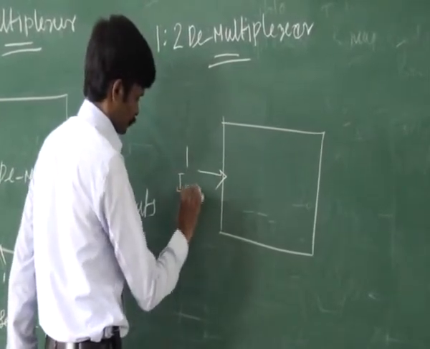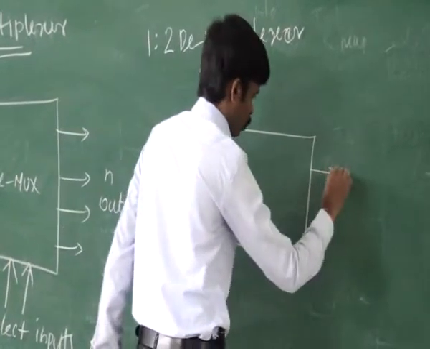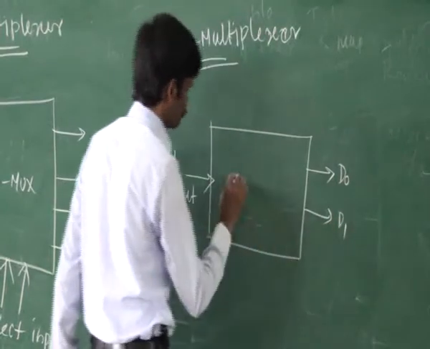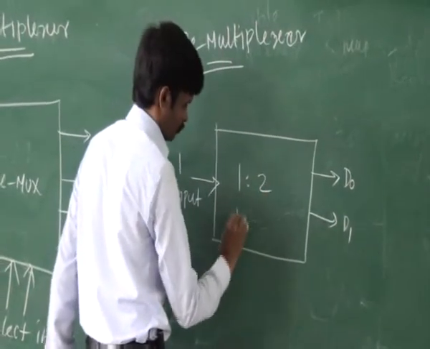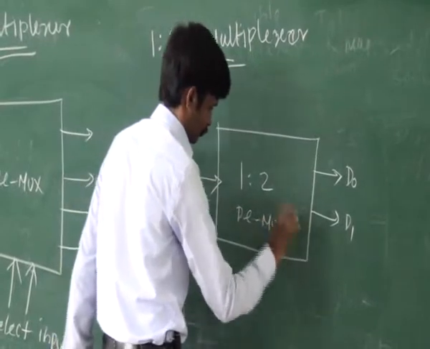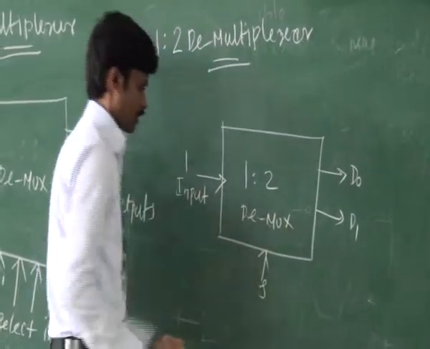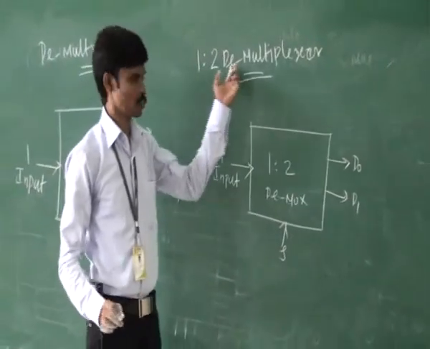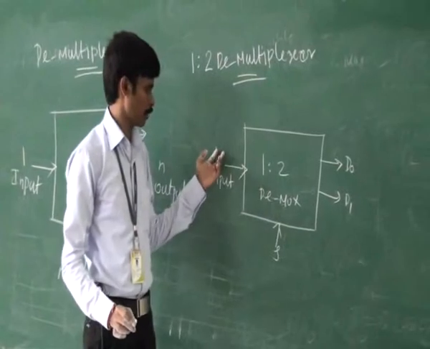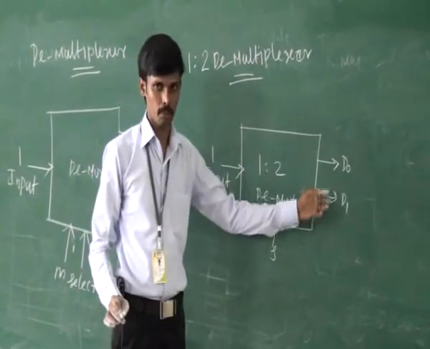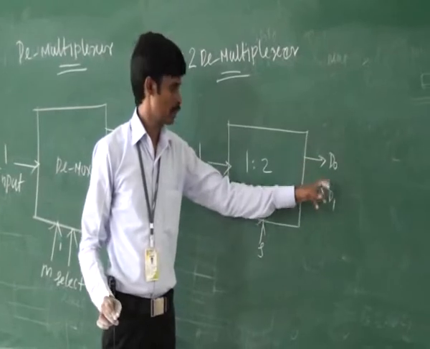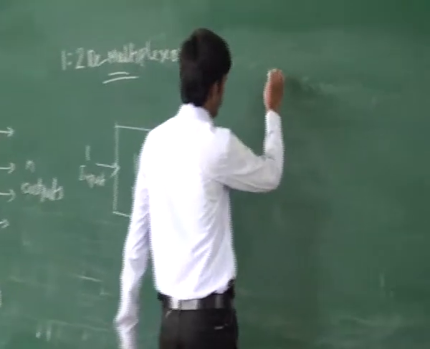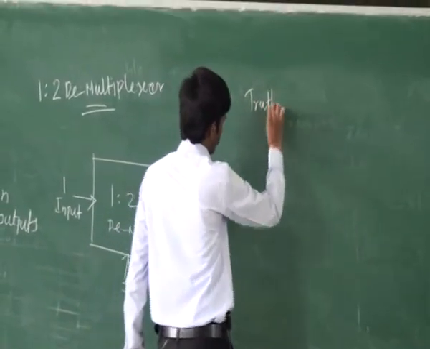One input, two outputs, D0, D1, one selection input. Now this is the basic block diagram for 1:2 demultiplexer. It consists of one input, one select input and two outputs. Here D0 represents one output, D1 represents the second output. Now let us see the truth table for 1 cross 2 demultiplexer.